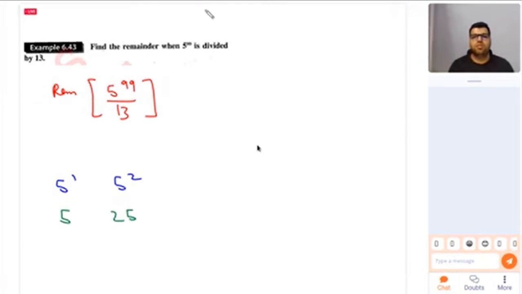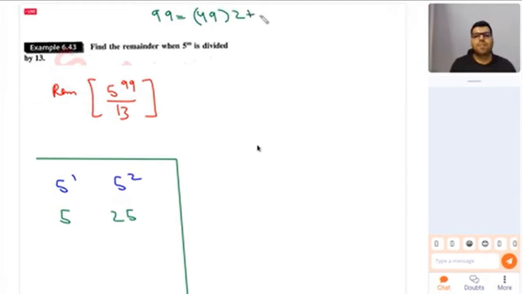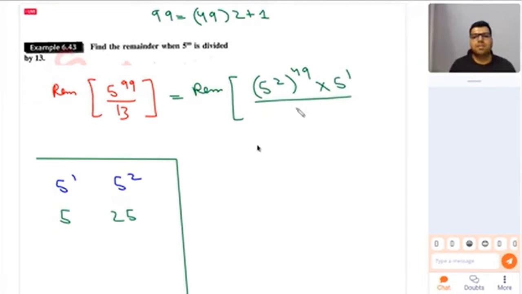So now we know we have to break 99 in powers of 2. So what I will do again, I will write 99 is equal to 49 into 2, which is 98, plus 1. So this becomes REM remainder of 5 square raised to power 49 into 5 raised to power 1 divided by 13.